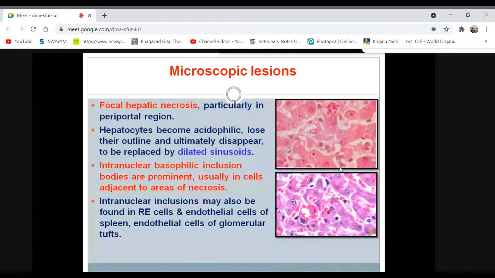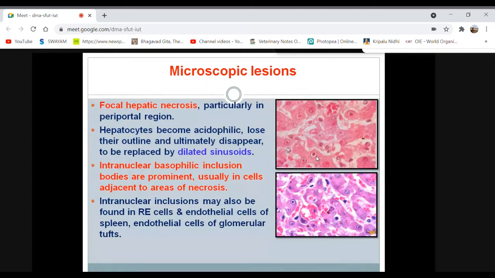These are known as sinusoidal spaces, sinusoids. Okay, so they may be dilated. And this type of intranuclear inclusion bodies, as I was talking about, is in the hepatic cells just around, nearby the areas of this necrosis.